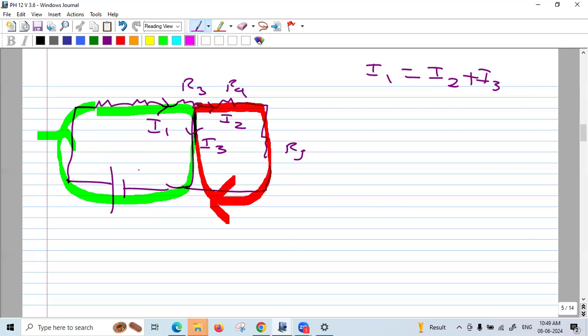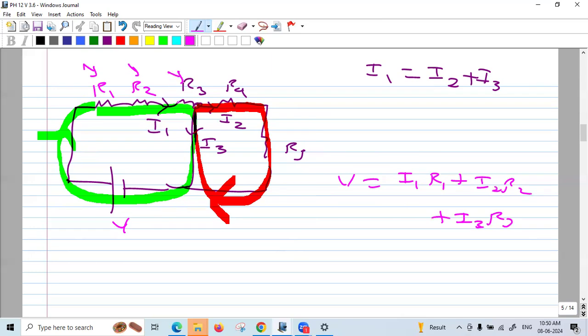Okay. In the first loop, let the voltage difference here be V. So I can write this V as I1 R1 plus I2 R2 plus I3 R3, where this is R1, this is R2, and this is R3. This is actually this drop plus this drop plus this drop, and there's no drop here. So this I'll get in the first loop.